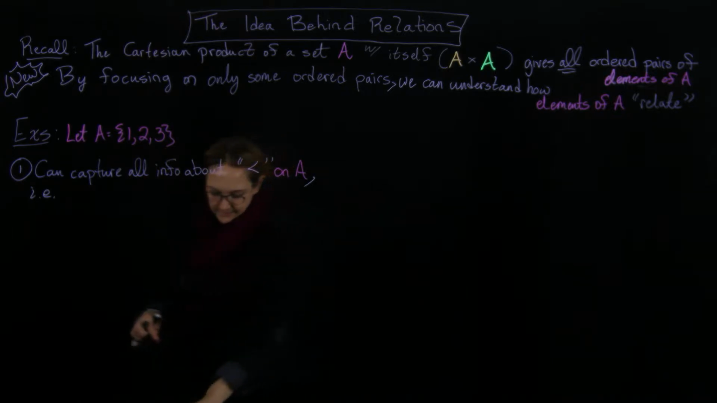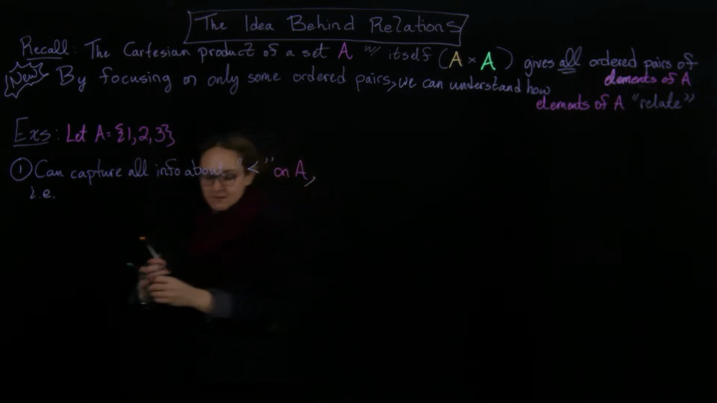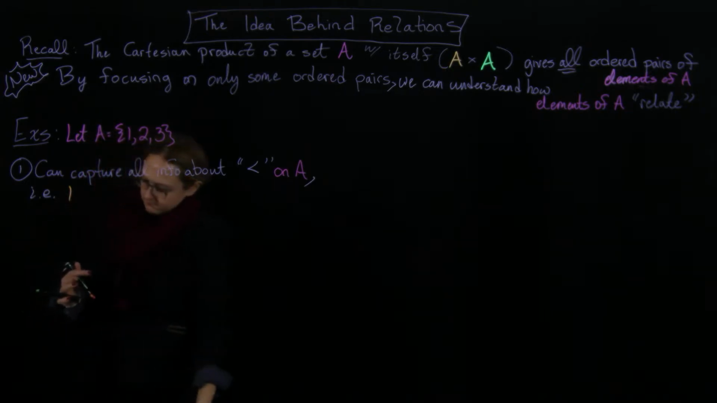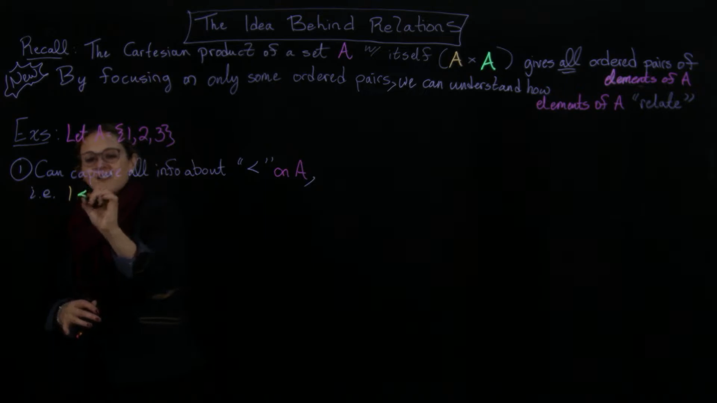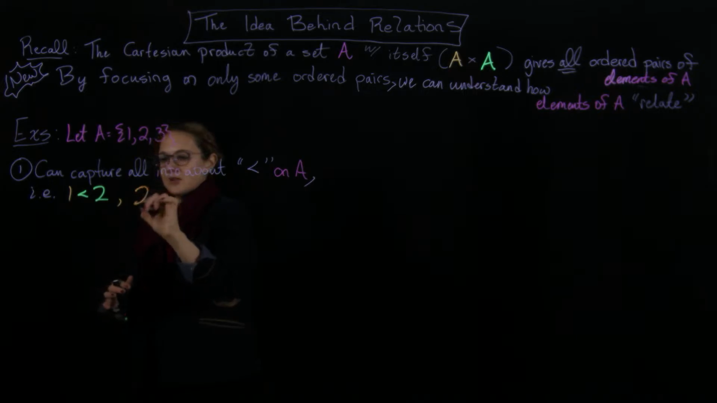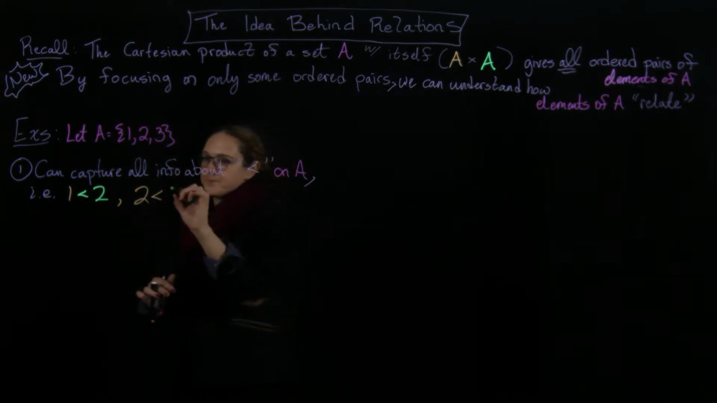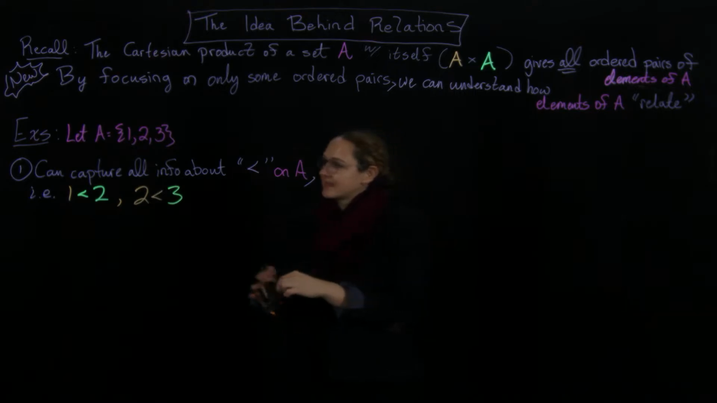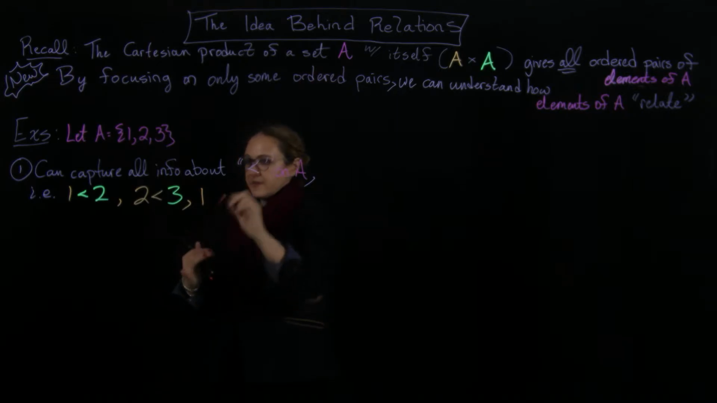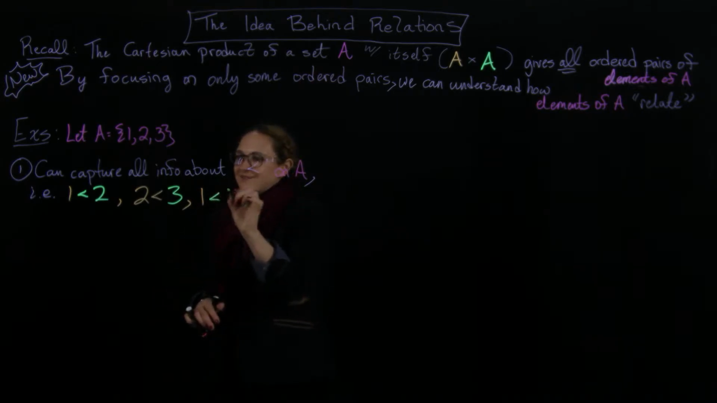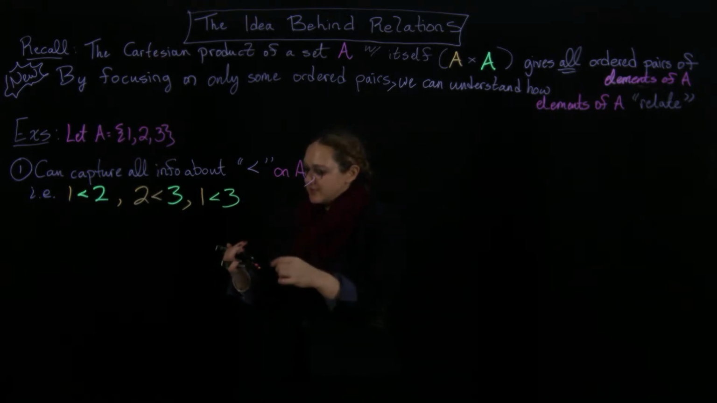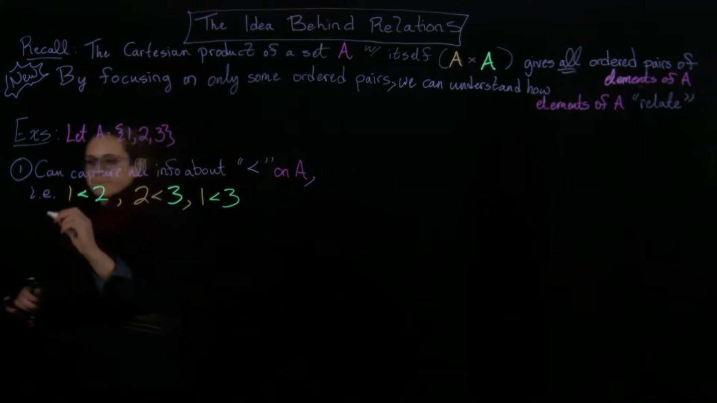And I'm going to suggestively color these. What do we know? We know that 1 is less than 2. I know that, what is the other information? I know that 2 is less than 3. And I know that 1 is less than 3. And that should be all the information. That's all the information. So how am I going to capture that? I'm going to capture that via the set.